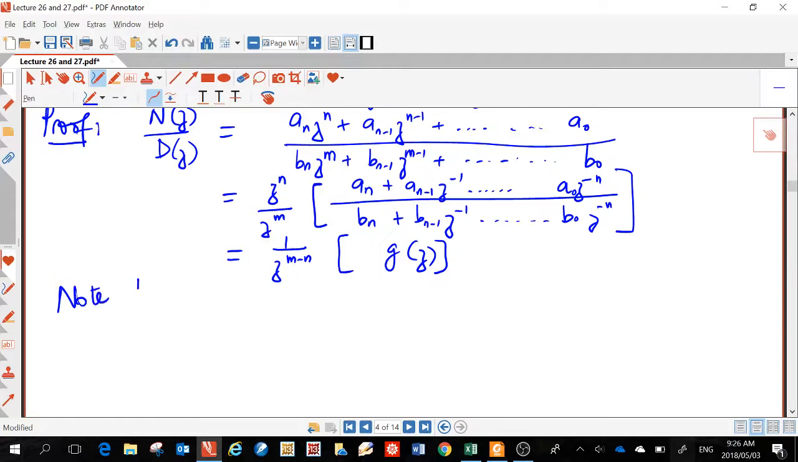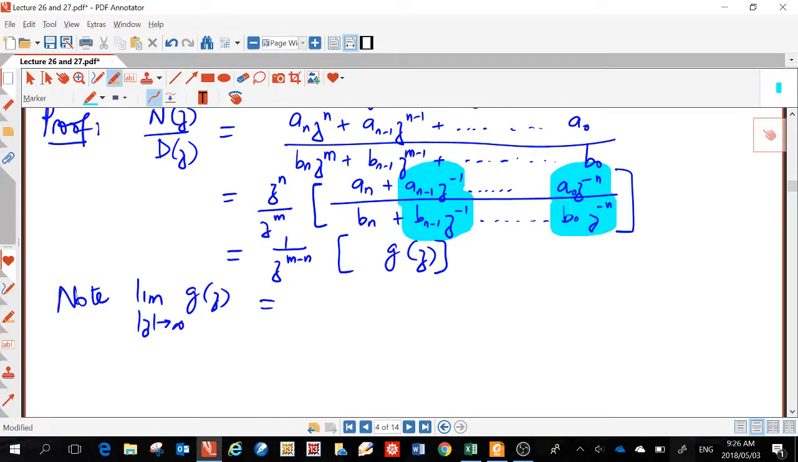Note the limit of g of z as z goes to infinity. Well, it's not 0, it's a_n over b_m. All these terms here are 0, since they are 1 over z, 1 over infinity. So what survives? Just these two, a_n over b_m.